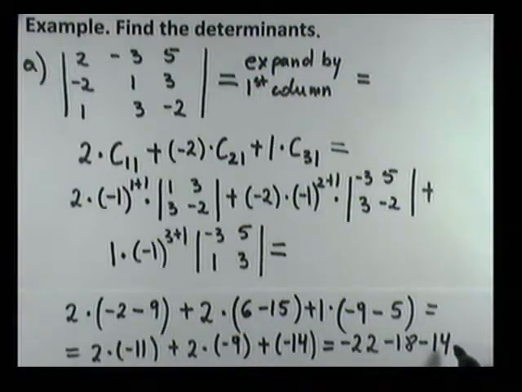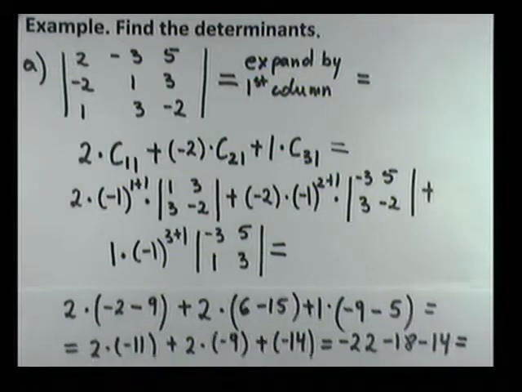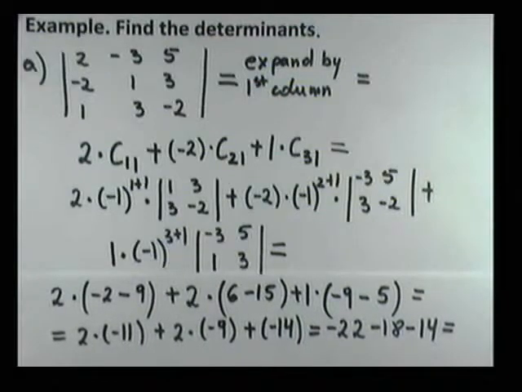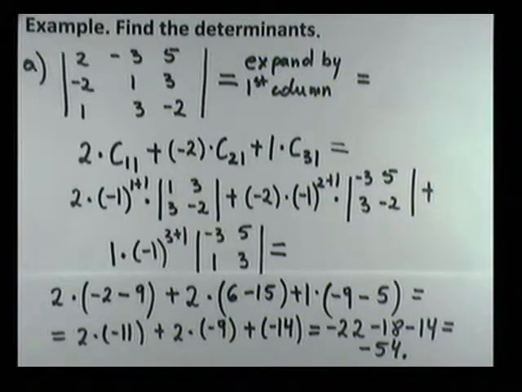So we have 22 and 18 and 14. So the determinant is equal to minus 54. Okay, so that's my determinant.